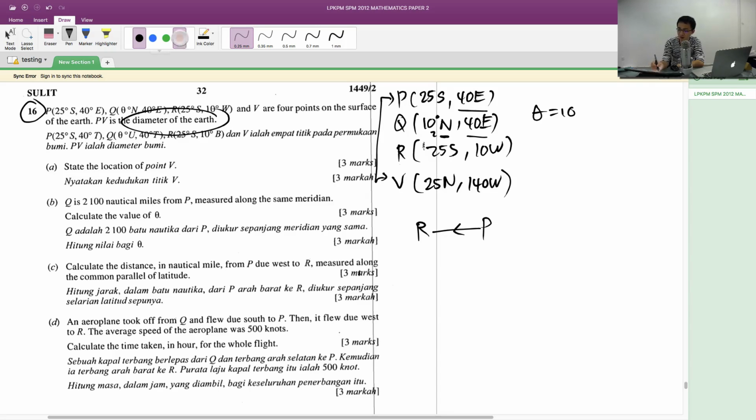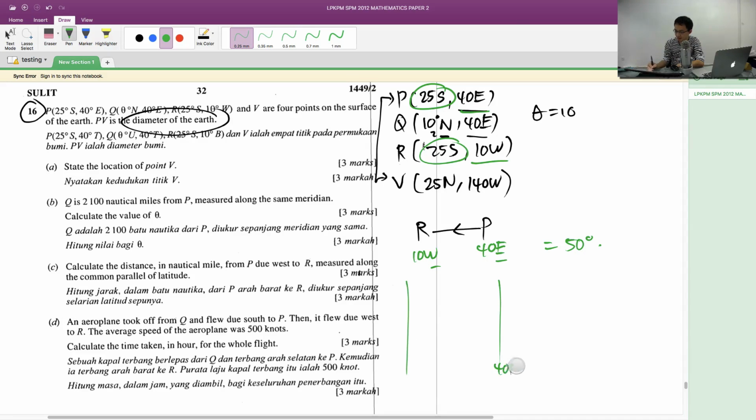So P to R, something you find in common is both of them are on the same latitude. Do you find out? That means they are moving east-west only. So now you want to know from 40 east to 10 west, how many degrees? If you do not know how to calculate this, you just look at their symbol. If the symbol is the same, you just minus them. If the symbol is different, you just plus them.